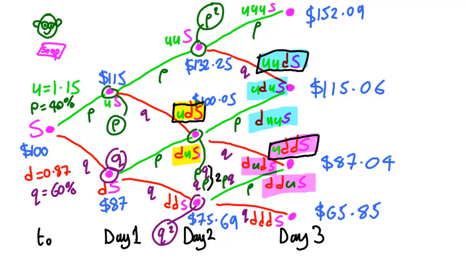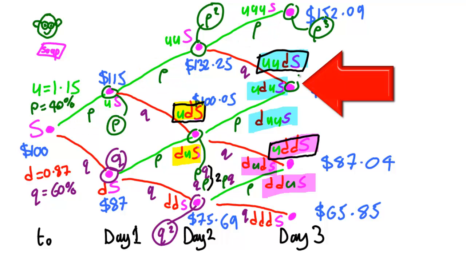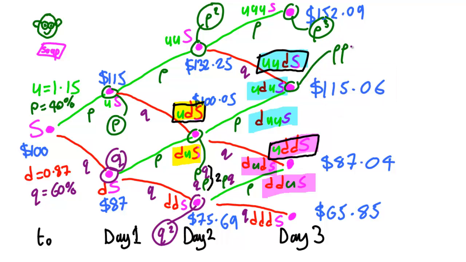On day 3, to reach UUUS, the chance of getting there is P times P times P or simply P cubed. To get to the UUDS node, there are 3 different pathways. It's either P, P, Q, P, Q, P or Q, P, P. We can simplify this to 3P squared Q.